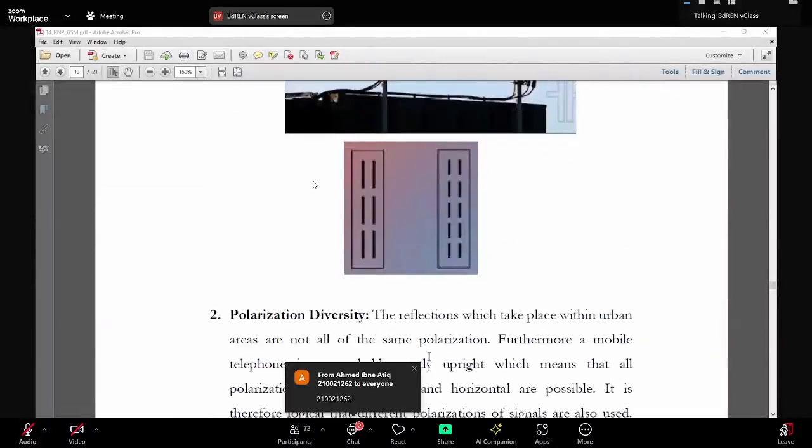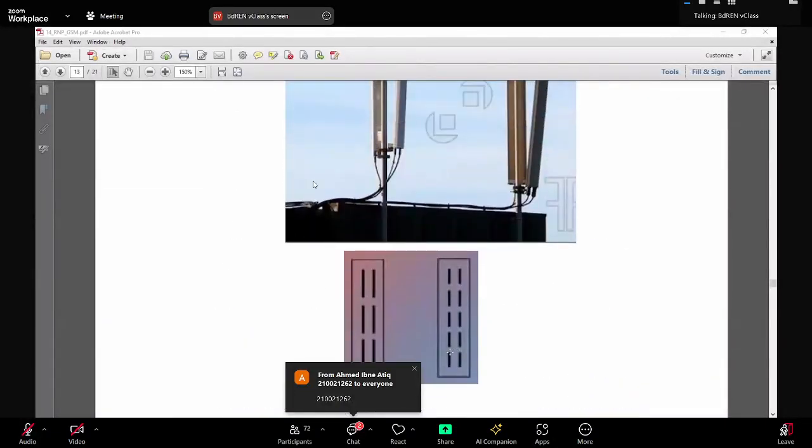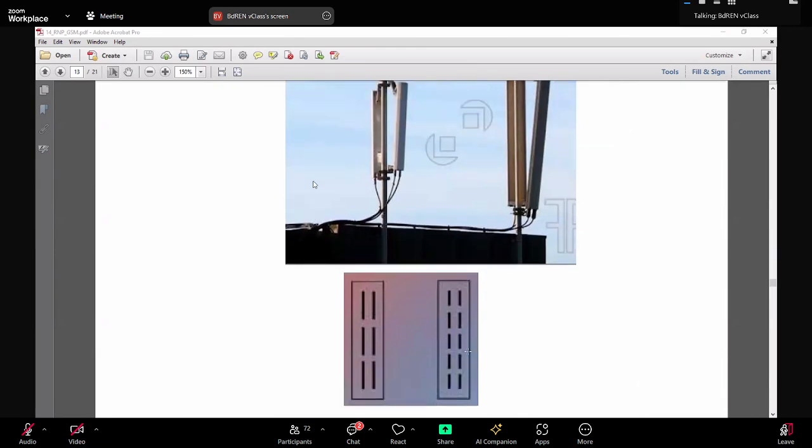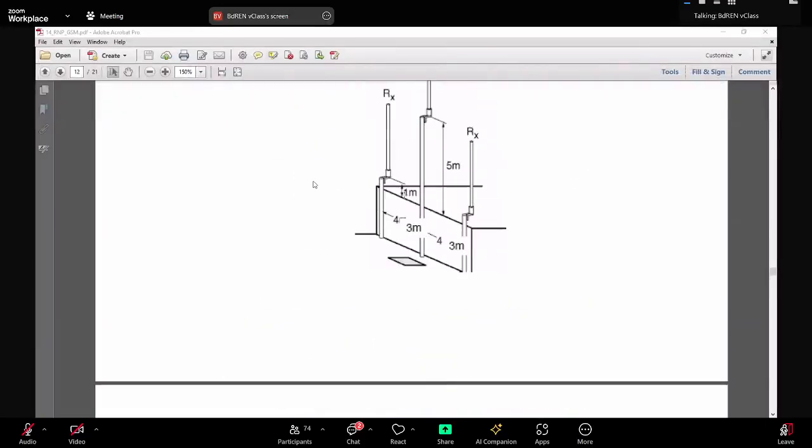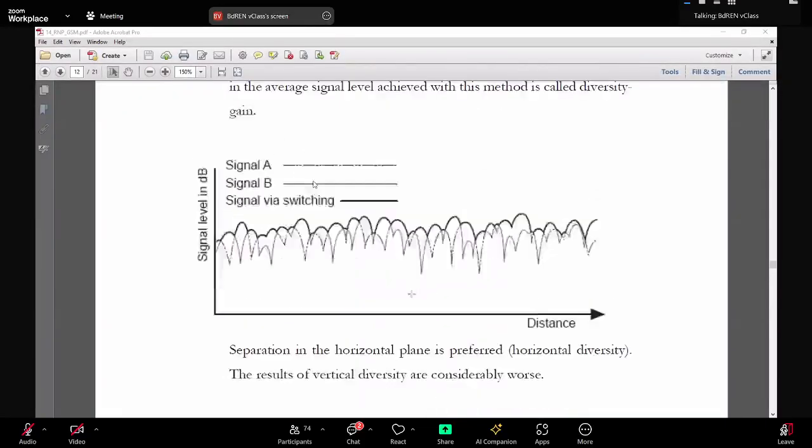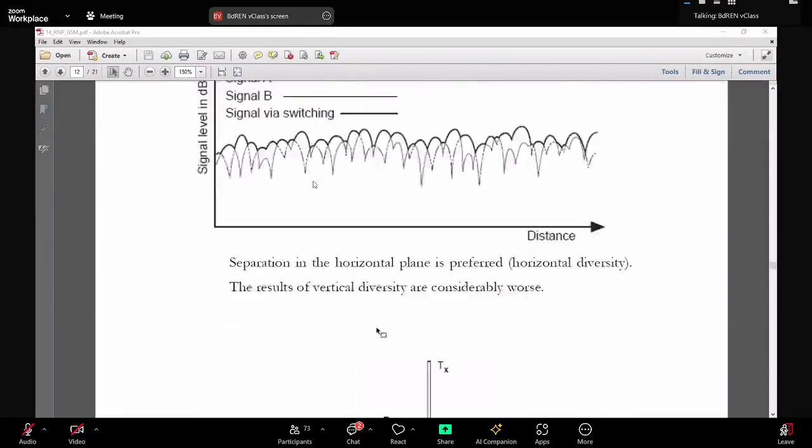I think once I explain the other part, it will be clearer. And here you have again the same kind of five elements forming one array, but we have two antennas in a box, just to have two receive antennas to implement this selection, this space diversity.